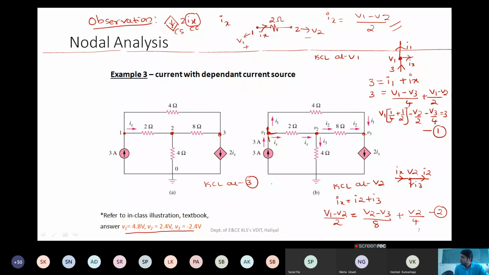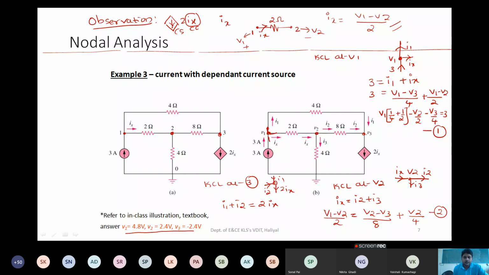Then similarly, we apply the KCL at node 3. Here, how do we check this? Again I will mark the nodes, and I have the currents I2, then the current source Ix, then another current I1. We see that two currents are incoming and one current is outgoing. So the incoming currents are I1 and I2. The outgoing current is 2 times Ix.